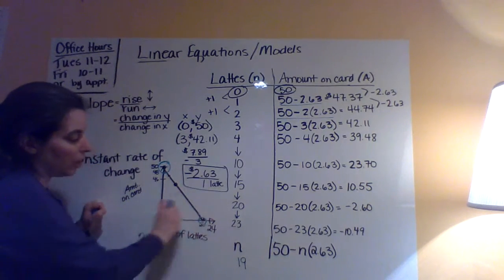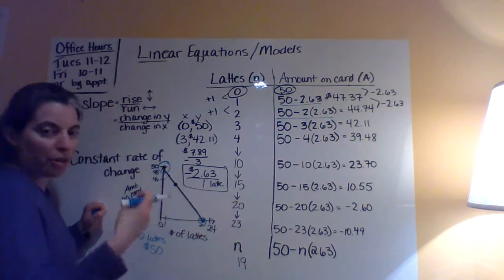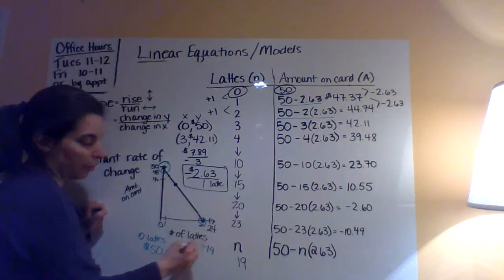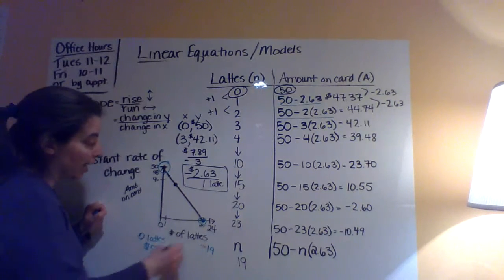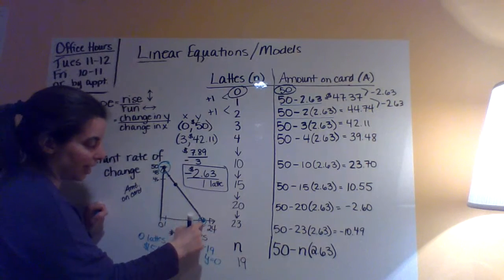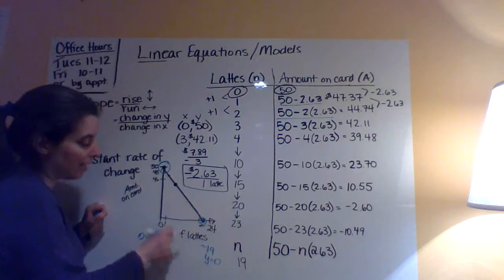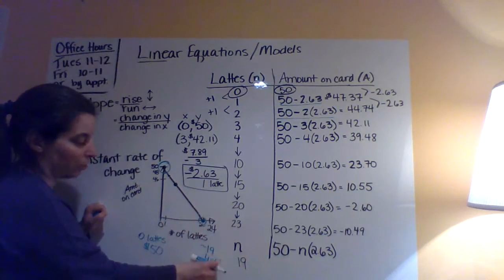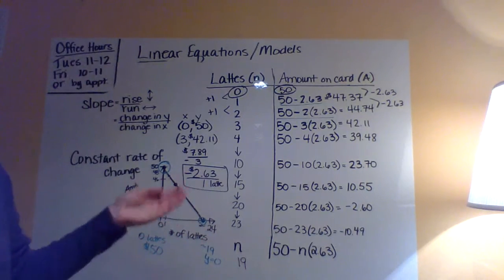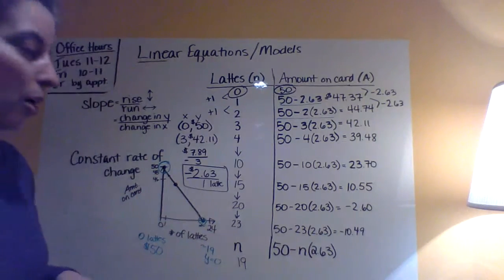If I think about the horizontal intercept, so intercepts always happen when one or the other value is 0. In this case, my x is about 19, roughly, a little more than 19, and my y is going to be 0. So what does that mean? Well, 19, the x is the number of lattes when my card balance is 0. So that means that after 19 days, that's when my card runs out. So the x and y intercept are not only just a point where it crosses the axis, but when we talk about the context of the problem, we want to know what it means.